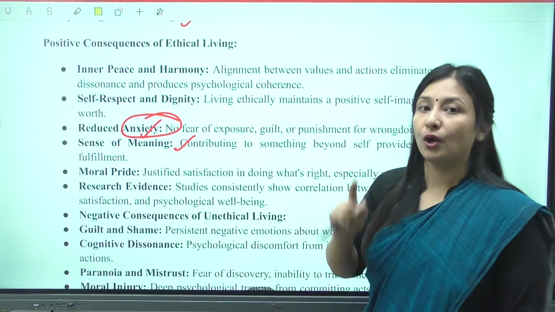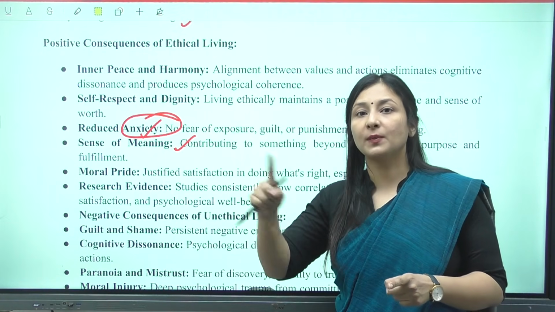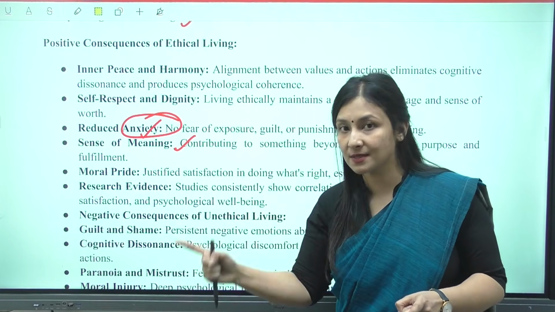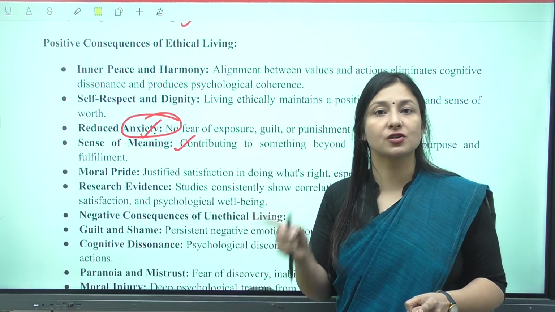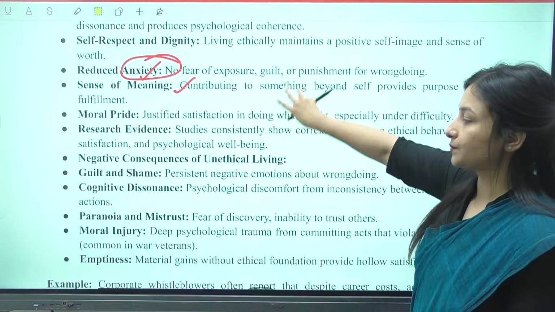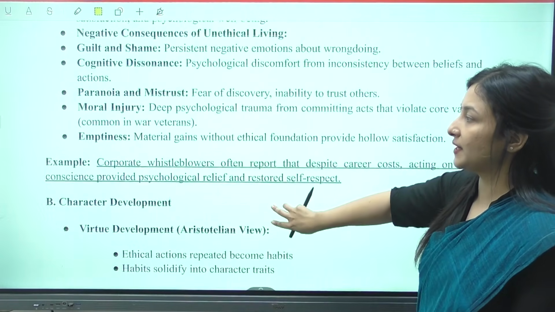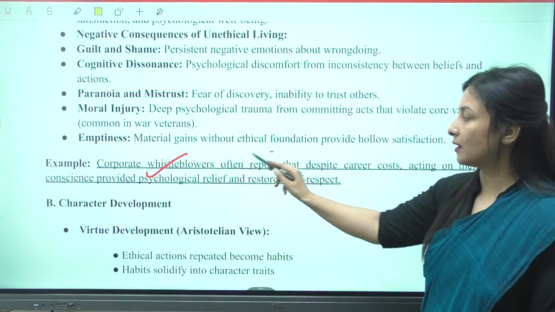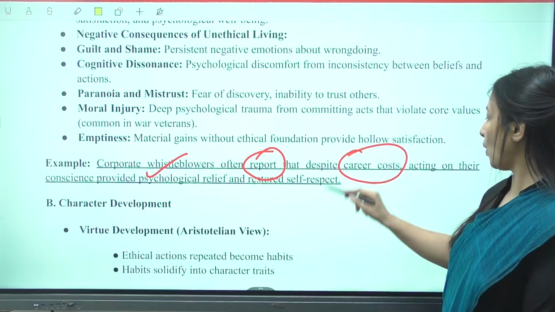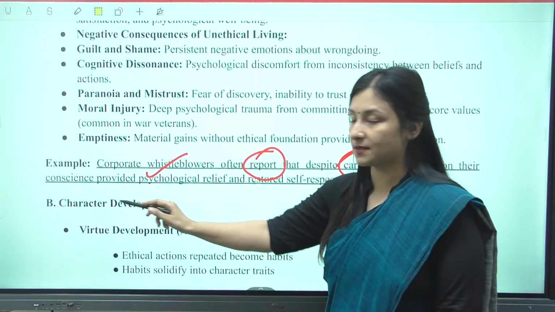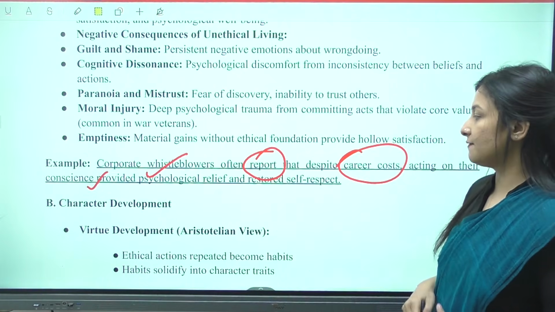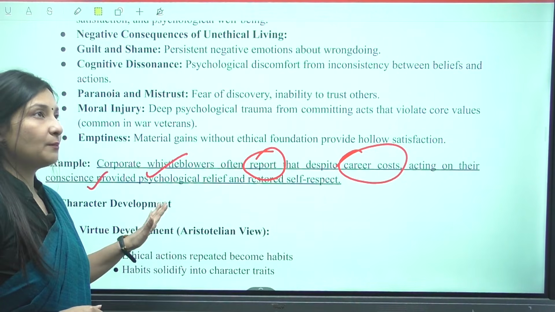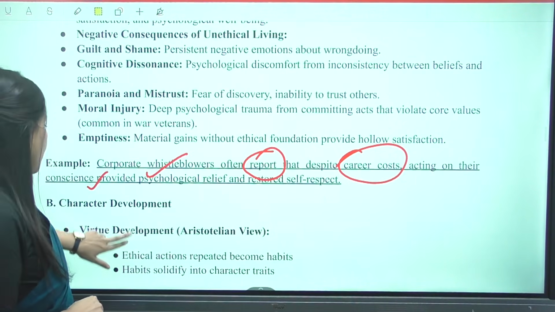You are the one who has to take these choices also. Is it clear? You can't put the blame on someone for the decision making that you had done in terms of your personal and professional life. Now, let's see one example which I have picked up. These corporate whistleblowers often report that despite the career costs, acting on their conscience provides them psychological relief and restored self-respect. Is it clear? This is another example of ethics in governance.